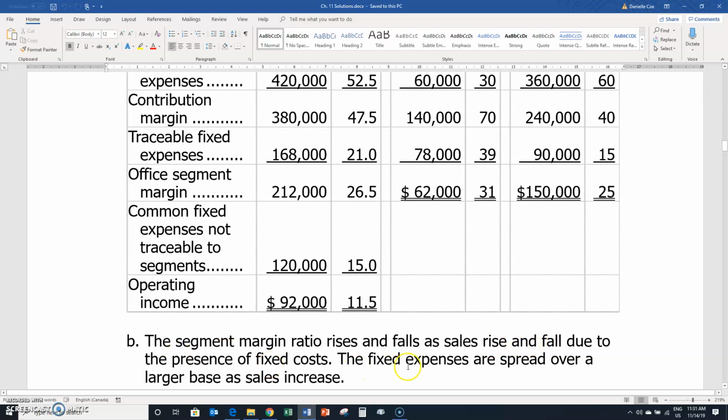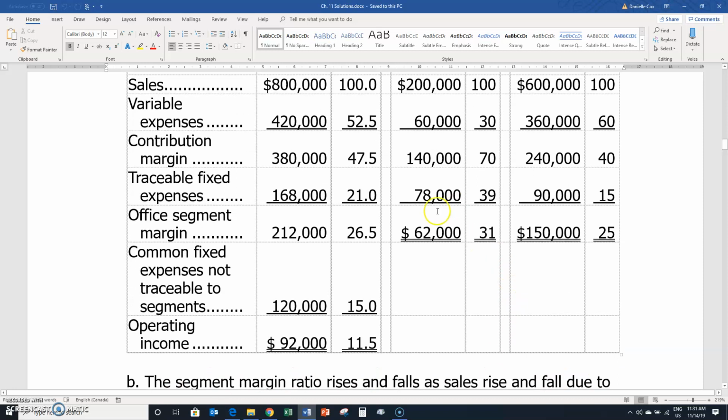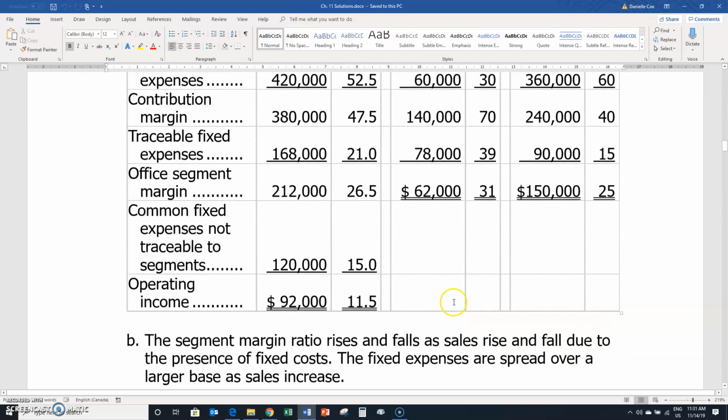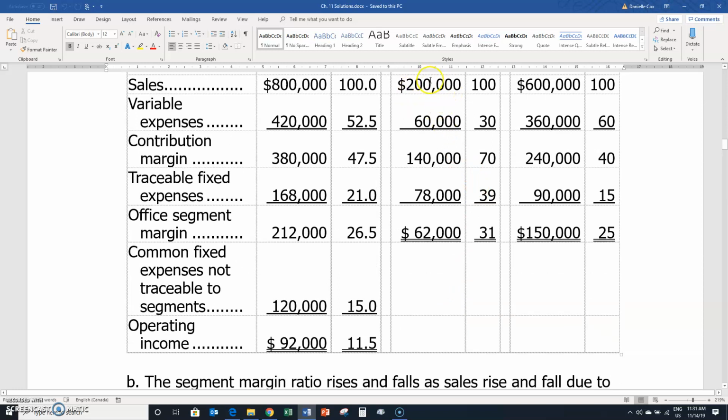The segment margin ratio rises and falls as sales rise and fall due to the presence of fixed costs. The fixed expenses are spread over a larger base as sales increase. So this number here changed because our sales and our variable expenses increased, but our traceable fixed expenses stayed the same. Contribution margin is stable so long as there's no change in either variable expenses or selling price. So here we increased our sales, but we assume that as sales increase, our variable expenses increased, and we kept our variable expenses at 30% of sales, which means our contribution margin holds steady at 70%.